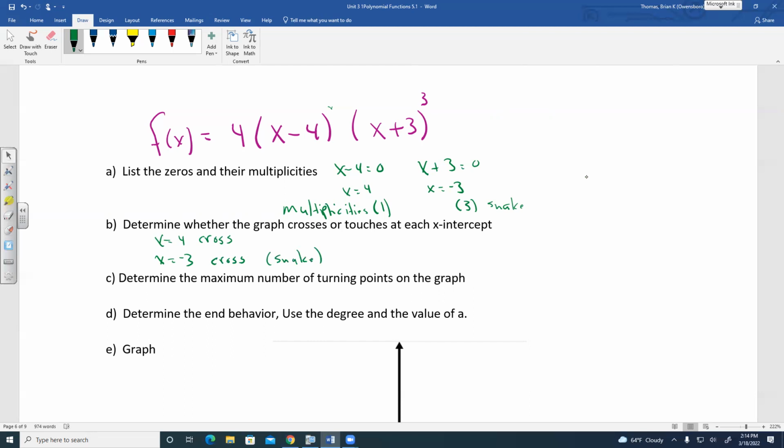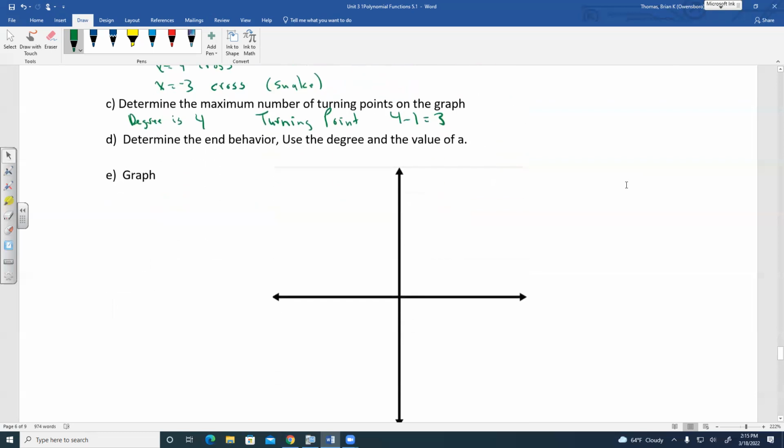Determine the maximum number of turning points. Since the degree was 3, or is it actually 4? Yeah, it's actually 4. So the degree is 4. Notice how we have x here and 3 x's there. That makes 4 x's altogether. Or if you count the multiplicities, 3 plus 1 is 4. The number of turning points is going to be 1 less than that. So the turning points is going to be no more than 3, because 4 minus 1 is going to give me 3. So there can be less than 3 turning points, but there cannot be more than 3 turning points.